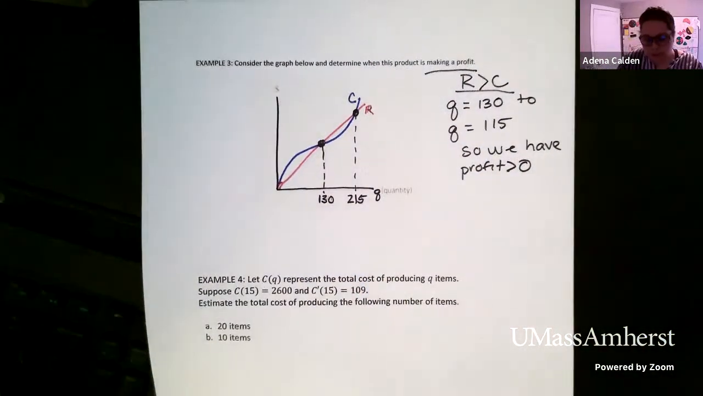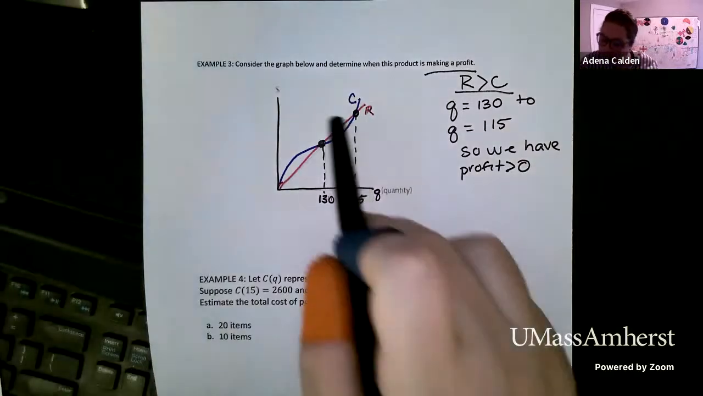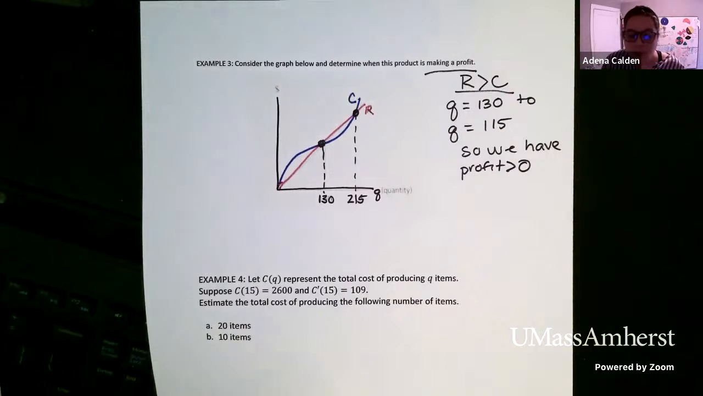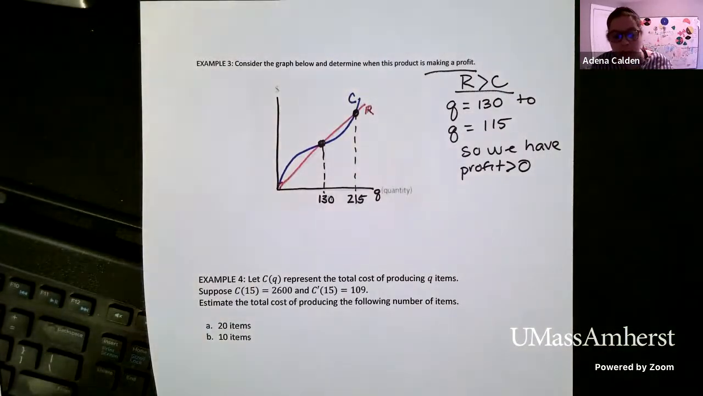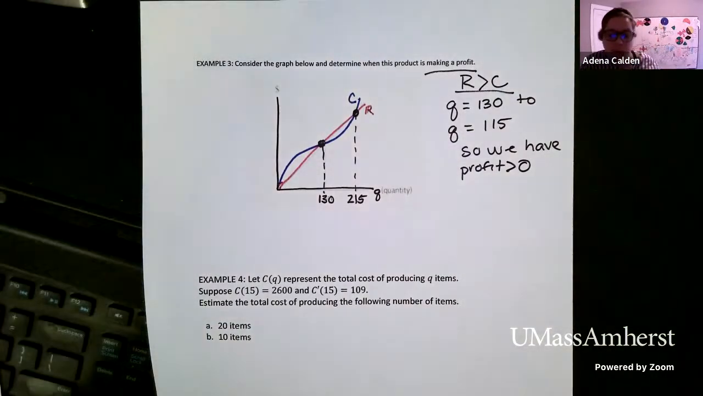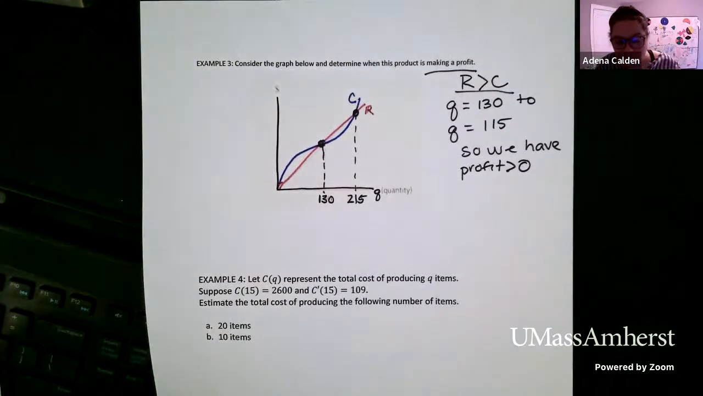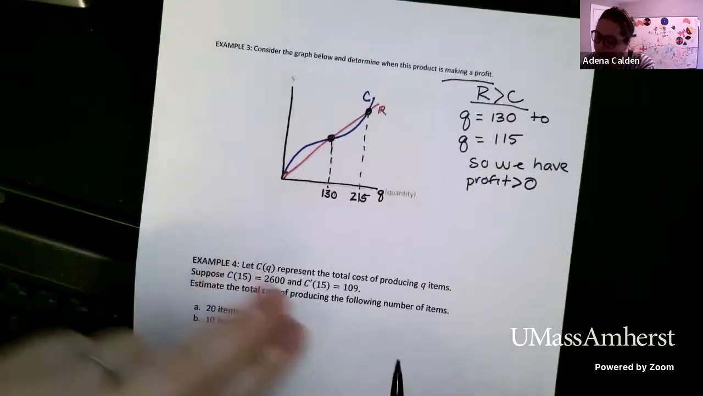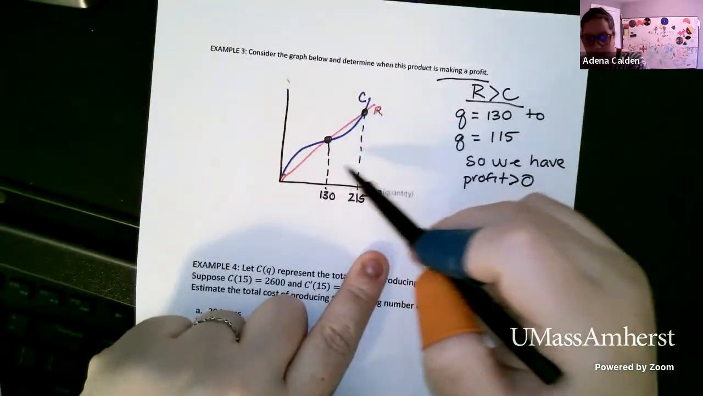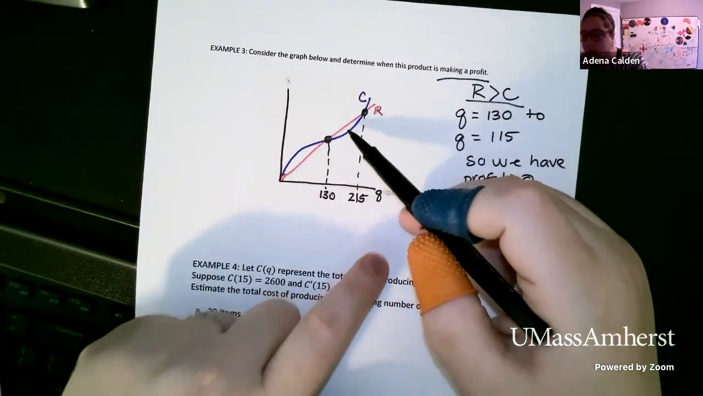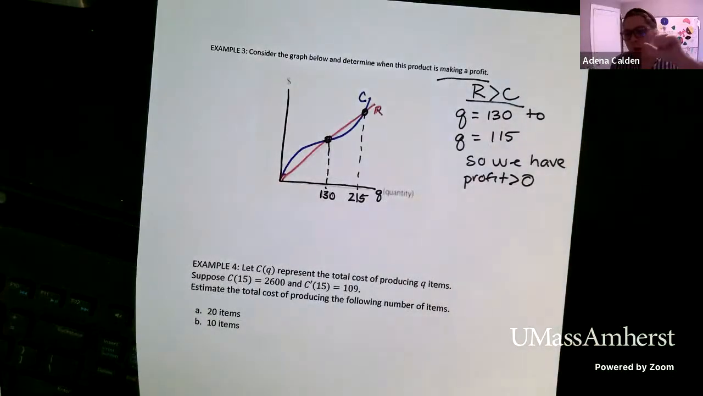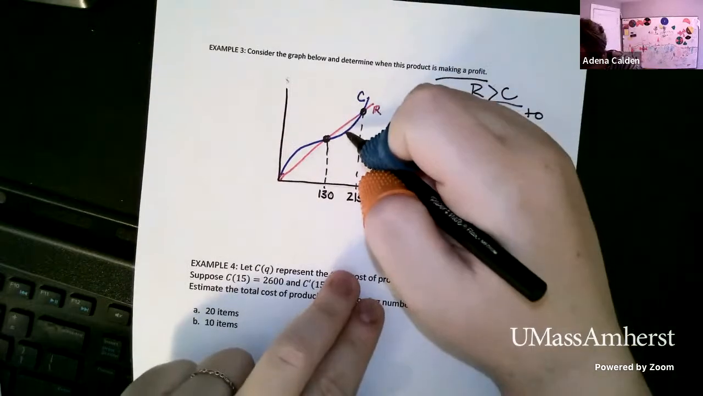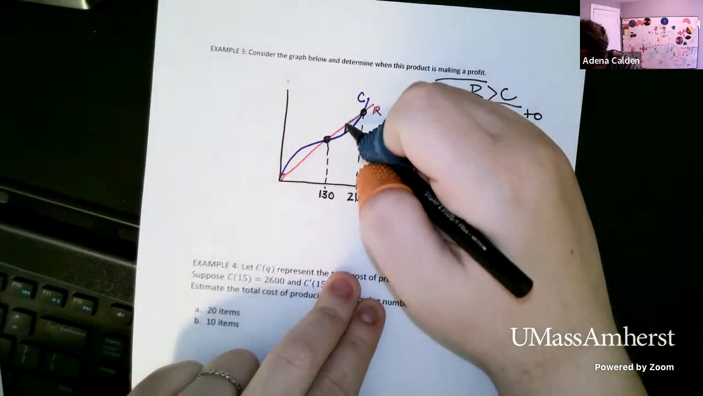But within this profit range here, there are times when it makes sense to produce more and times where it does not make sense to produce more. And so the way we think about this is we want to be at the place in this little interval where the cost and revenue are the farthest apart, because that's where we get the most profit. So that's roughly here.